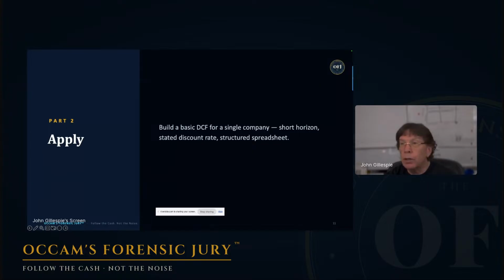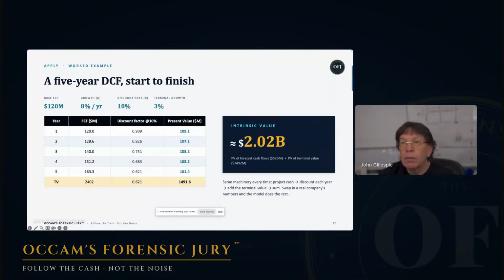All right, so we want you now to take a few minutes, and we're going to build a basic DCF for a single company, a short horizon. And if learners are following along, this is the time when you would open up a spreadsheet. And then walk this table left to right, one row at a time. Start with the assumption strip.